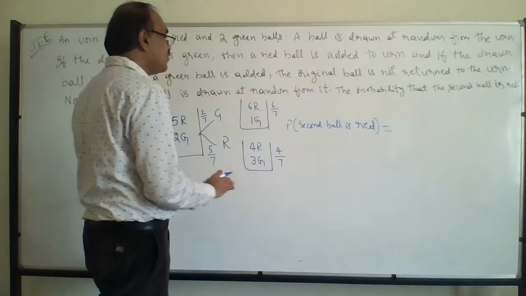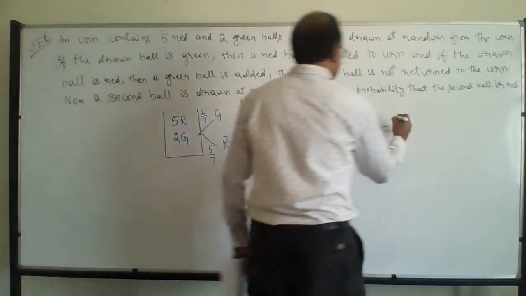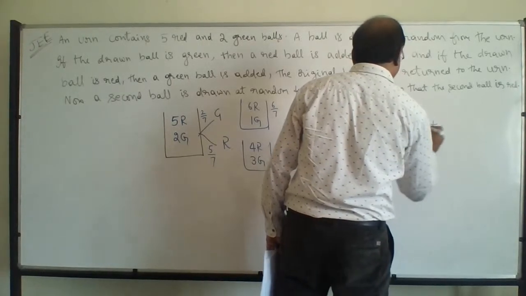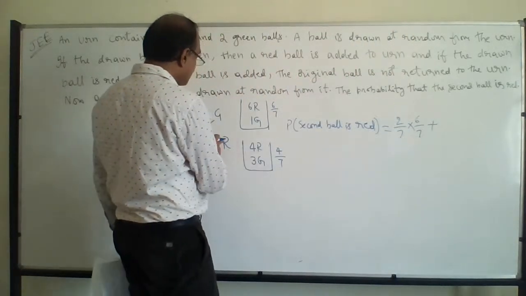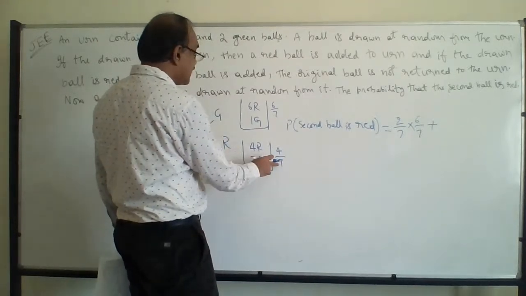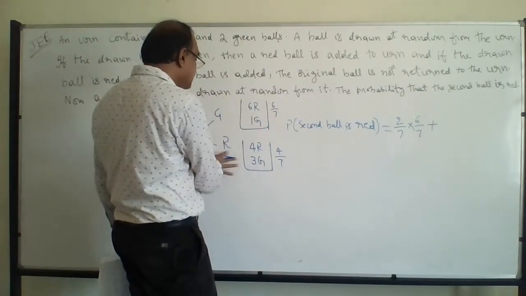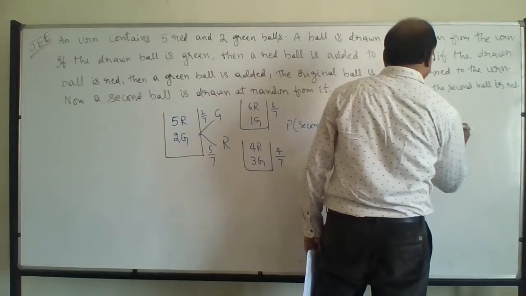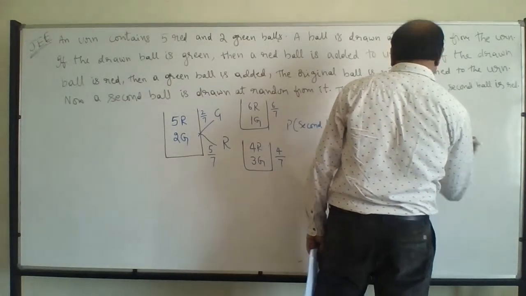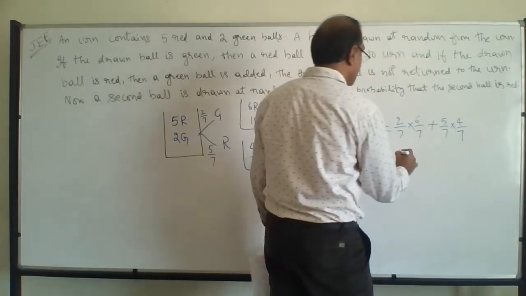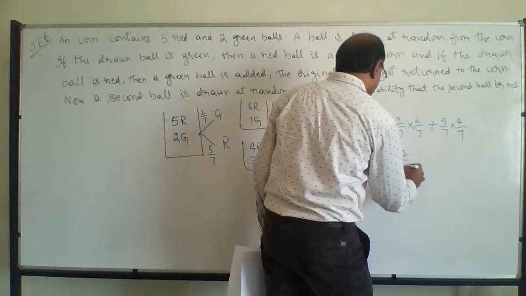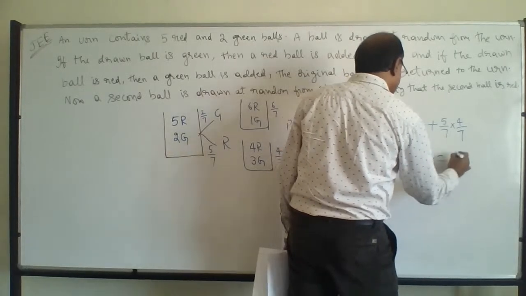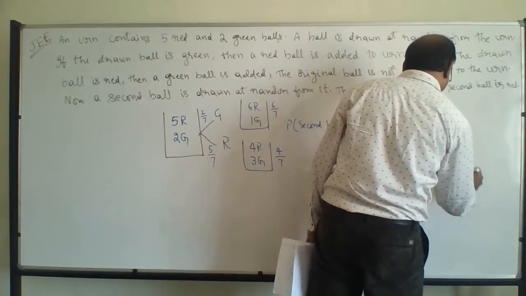So if you want this scenario, this and this should happen. That is 2 by 7 into 6 by 7, plus, if you want the red one here, so this and this should happen. Here it is this or this, so that's why plus. So 5 by 7 into 4 by 7. So 7 into 7, 49. 6 twos are 12. 12 divided by 49 plus 20 divided by 49. That comes to 32 divided by 49.